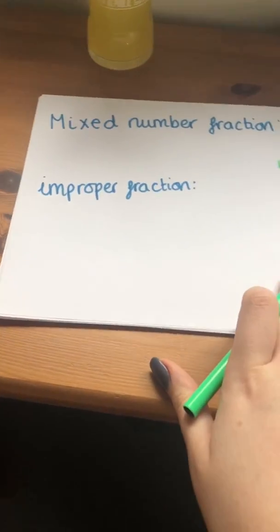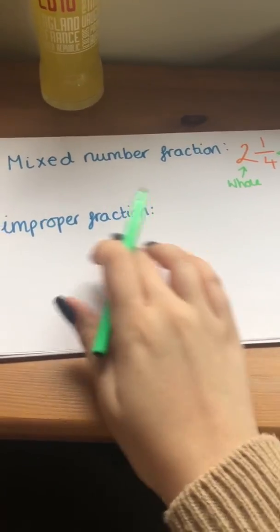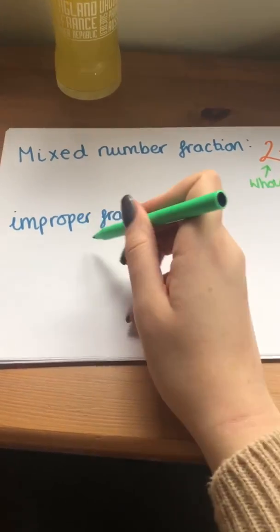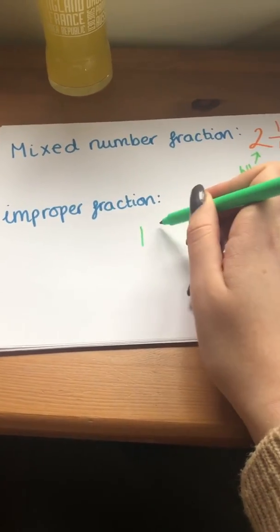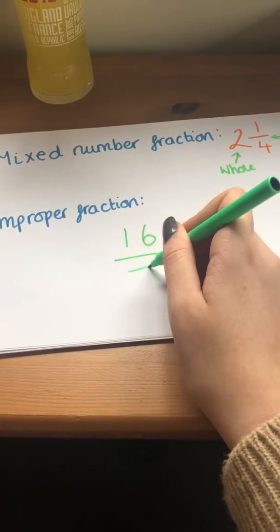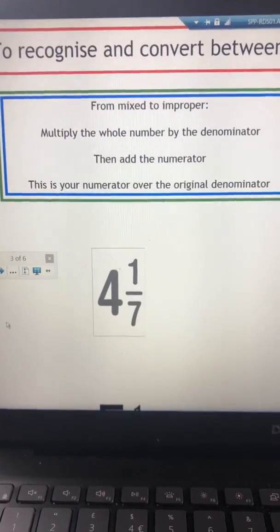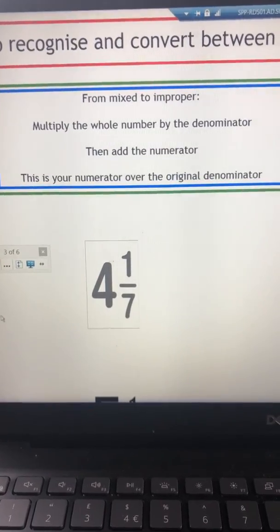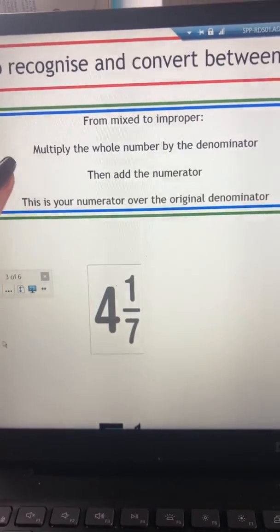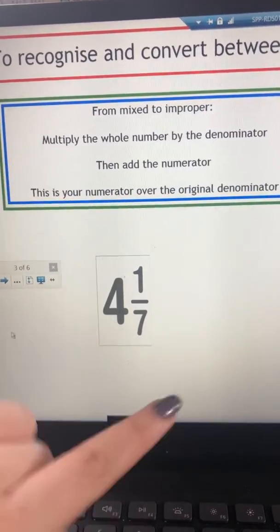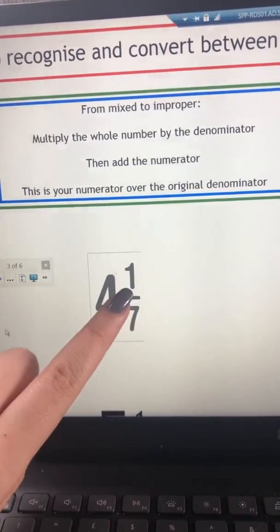Now in the second part of our learning objective, it speaks about improper fractions. Now hopefully you remember that an improper fraction is where the numerator is bigger than the denominator. So for example, 16/7. So to convert a mixed number fraction into an improper fraction, we are going to need to follow these steps. So first of all, you need to multiply the whole number, which should be 4, by the denominator. Then you're going to add the numerator.